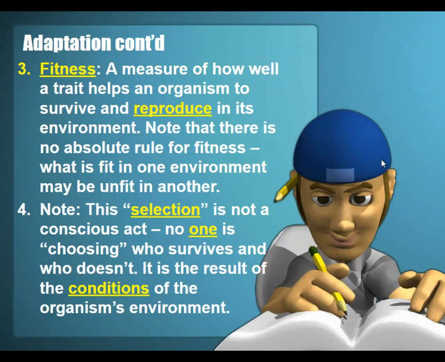Okay, then we have fitness. This is a measure of how well a trait helps an organism to survive and reproduce in its environment. Note, there's no absolute rule for fitness because what is fit in one environment may be unfit for another. Note, this selection is not a conscious act. There's no person or thing that's choosing who survives and who doesn't. It's a result of the conditions of the organism's environment. If the conditions are such that the organism has an adaptation that allows them to survive, then they will survive and pass those better traits on.